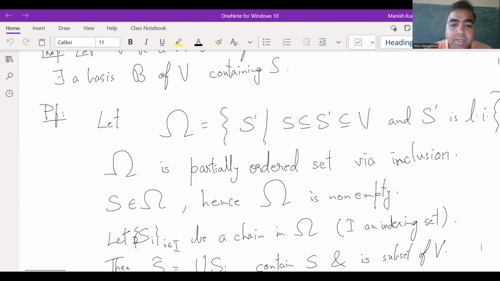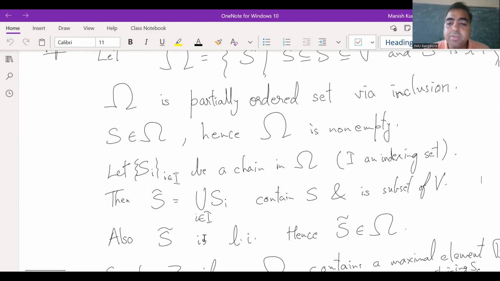So if you take a chain in omega, then each of these S_i's is linearly independent. Then if you take the union of these S_i's, you get a subset S tilde, which of course contains S, because each of these S_i's contains S. So S tilde contains S, and it is a subset of V. The only thing we have to check is that S tilde is linearly independent.